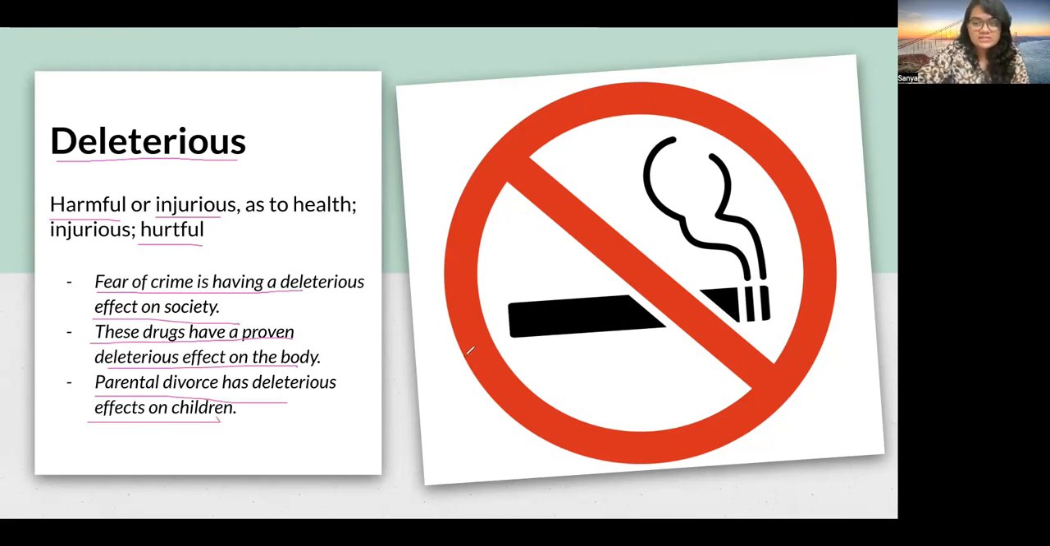Now you can see right here, this cigarette is lit and there is a huge no sign on it, right? That means cigarettes harm us. They are injurious to our health. So cigarettes are deleterious. Fear of crime harms the society. It has a harmful effect on society. These drugs, whichever these drugs are, they have a harmful effect on the body. That means they'll harm the health.